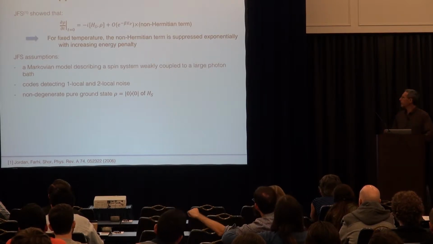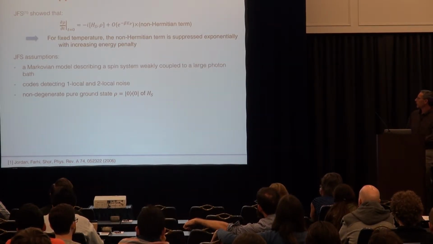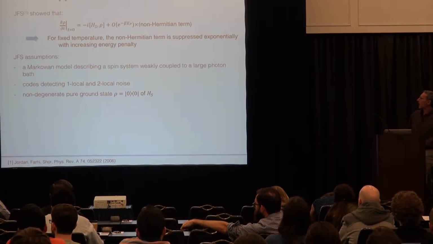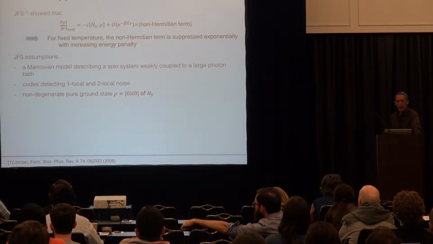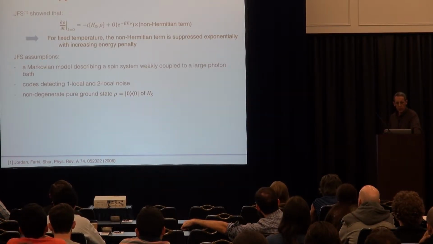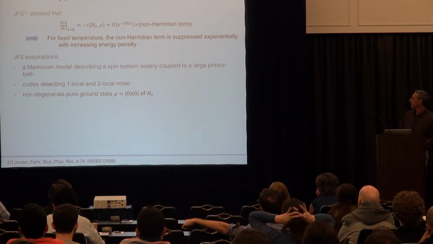And in order to prove this, they made some fairly specific assumptions, but as you'll see, easily generalizable. They assumed a Markovian model that describes a spin system that's weakly coupled to a large photon bath. They specifically analyze codes that detect 1 and 2 local noise. And they also assume that the ground state is non-degenerate and pure.